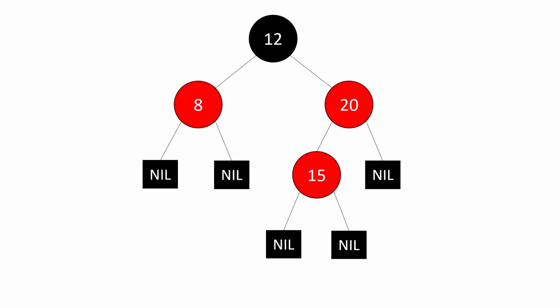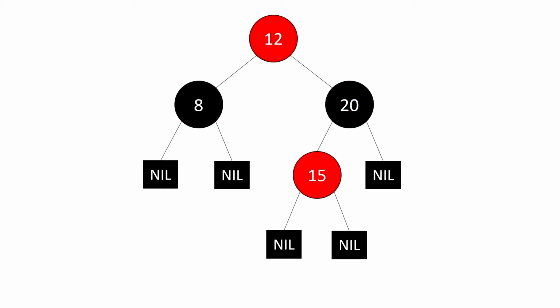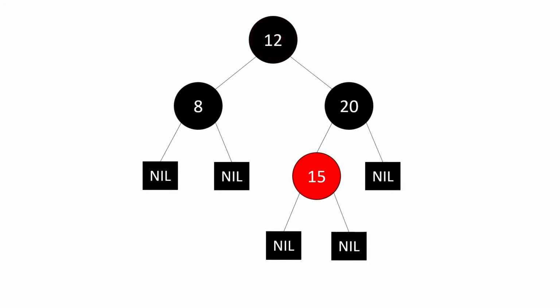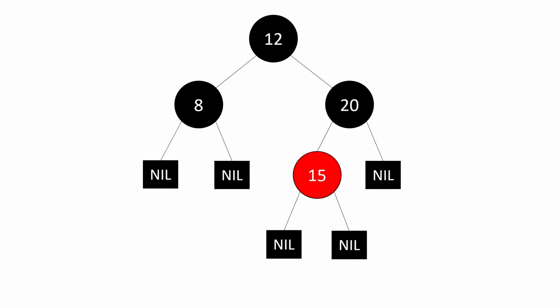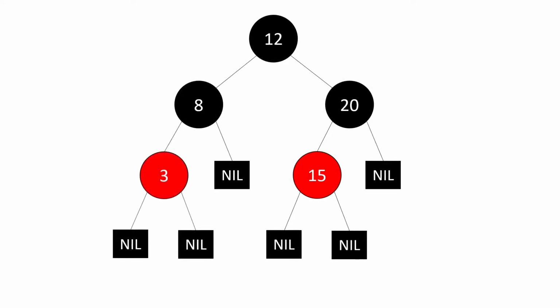There are no rotations here, we just do some recoloring. We take the sibling node and Y, and we make them black. Then we take the grandparent and make it red. However, because the grandparent is also the root of the tree, remember red-black tree property number 1, the root is always black, so we have to change it to black. And now we're done. Let's insert another node. Let's insert 3. 3 is going to be the left child of 8.